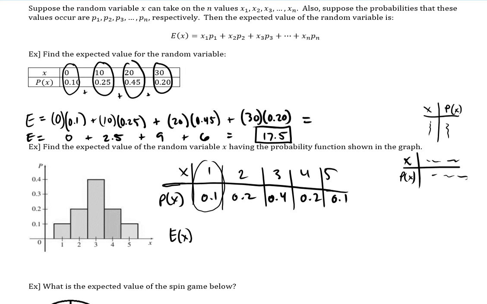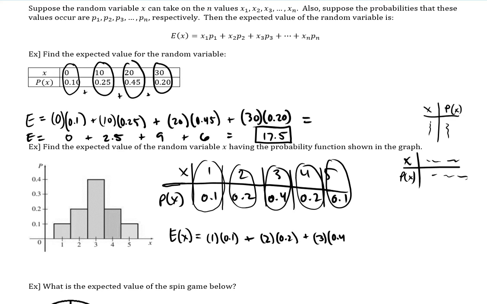Okay, so for the expected value, this time let's use E of X the way they have it in the formula. But again, I usually just do E equals, and then we would have 1 times the 0.1, plus 2 times the 0.2, plus 3 times the 0.4, plus 4 times the 0.2, and then plus 5 times the 0.1.